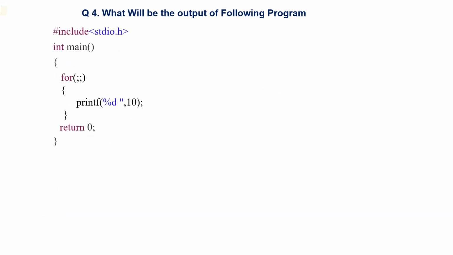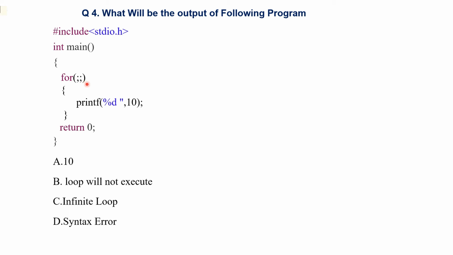So this is our next question, where you have to tell the output of this program, and these are the options from where you have to select one correct answer. Many of you might be thinking that there is an error in this program, because in the first statement there are only 2 semicolons. There is no initialization section, condition section, or any increment or decrement section.